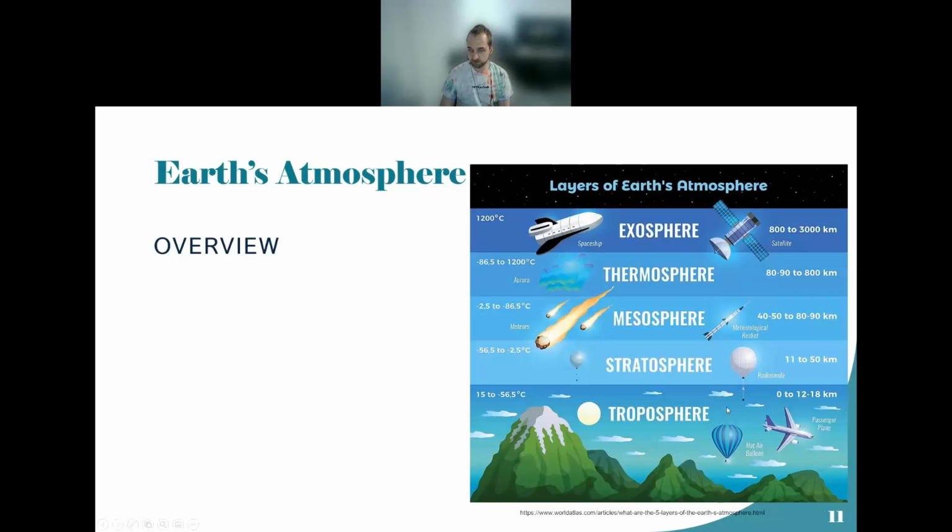So the lowest layer is the troposphere or weather sphere, where the temperature is decreasing with height. Next we have the stratosphere or layer sphere, which contains the ozone layer, and the temperature increases with height. Next we have the middle sphere or mesosphere, where again temperature decreases with height. Then we have the thermosphere or heat sphere, where temperature increases with height again. And then the outer sphere or exosphere, where the particles can escape into space.